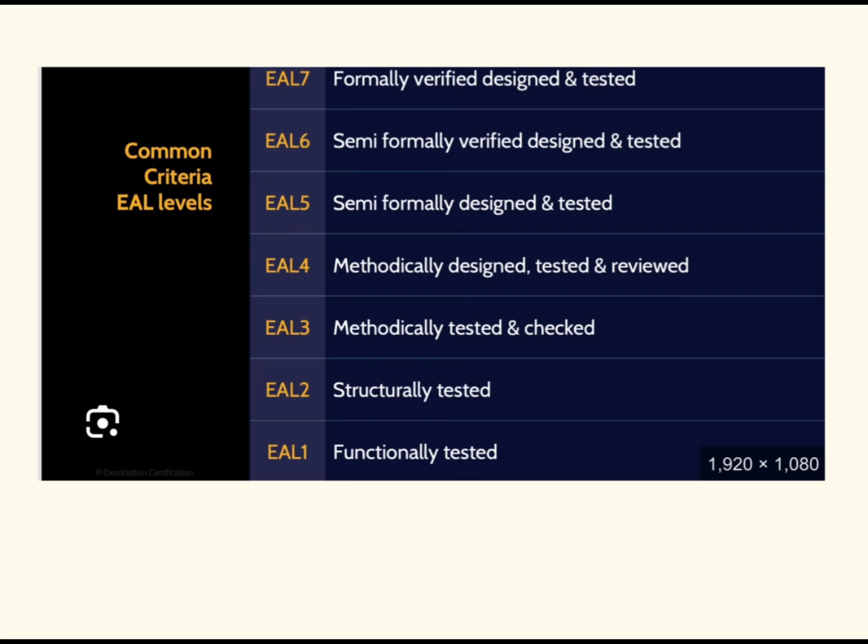So imagine you are buying a safe locker for valuables. Some safes are tested by just closing and opening. Some are X-ray drilled stress test, some are mathematically proven to resist attacks. So EAL levels tell you how deeply the safe was inspected, not how much gold it can hold.